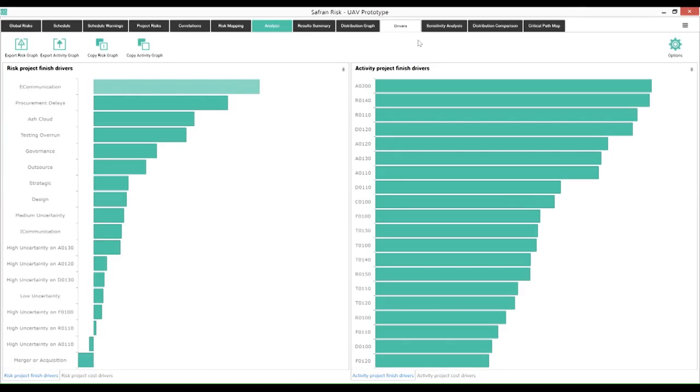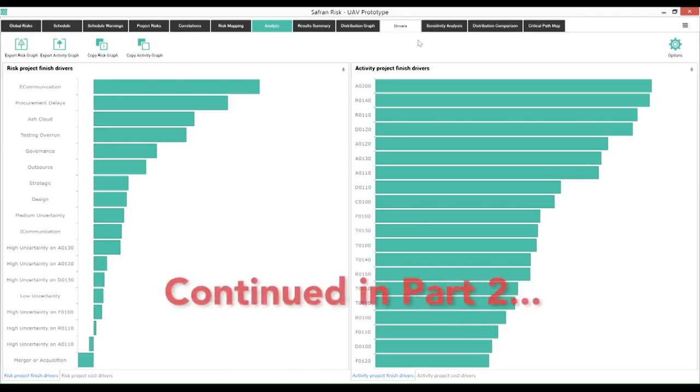And so we began to think about that. And we said, well, what can we do differently? How can we really give teams the insight into what's driving their project schedule and their project cost?